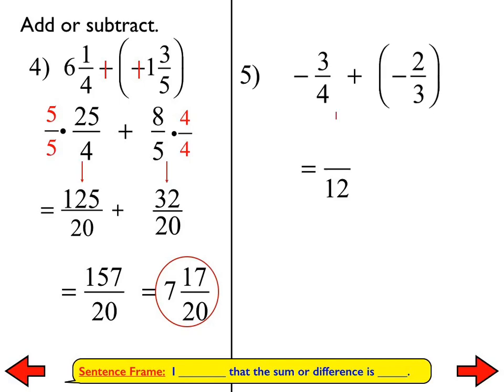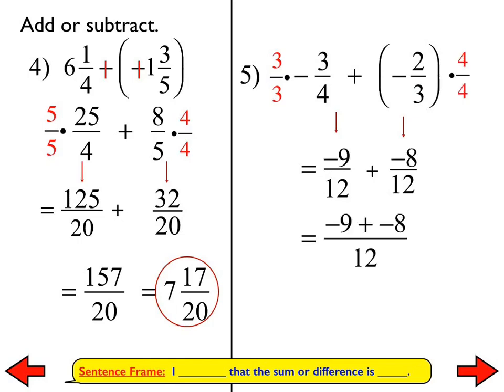All right, so we find our common denominator, which is 12. Don't lose the negative symbol here, or here for that matter. That's a very common mistake. Don't lose the negative symbols. Negative 3/4 turns into negative 9/12. Negative 2/3 turns into negative 8/12. Do not skip this step.